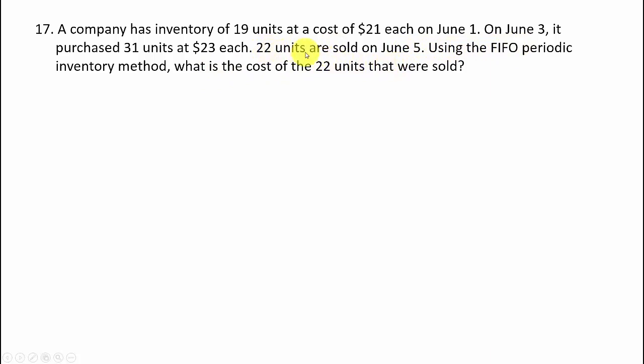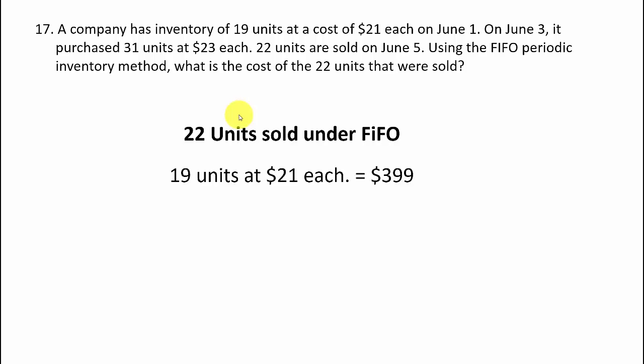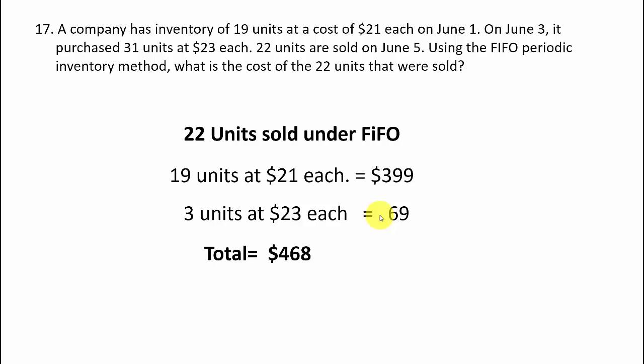Okay, if we sold 22 units and the first thing in is the first thing out the door, then these 19 units that we had on June the 1st, they're all gone. And then we want to have 3 more units from the 31 that we purchased at $23 each. Those are also gone. So the cost of the 22 units that were sold: we have 19, which was the first ins that we got, all these are gone. So 19 at $21 each, and then another 3 at $23 each, $69. So the 22 units sold under FIFO would have a cost of $468.